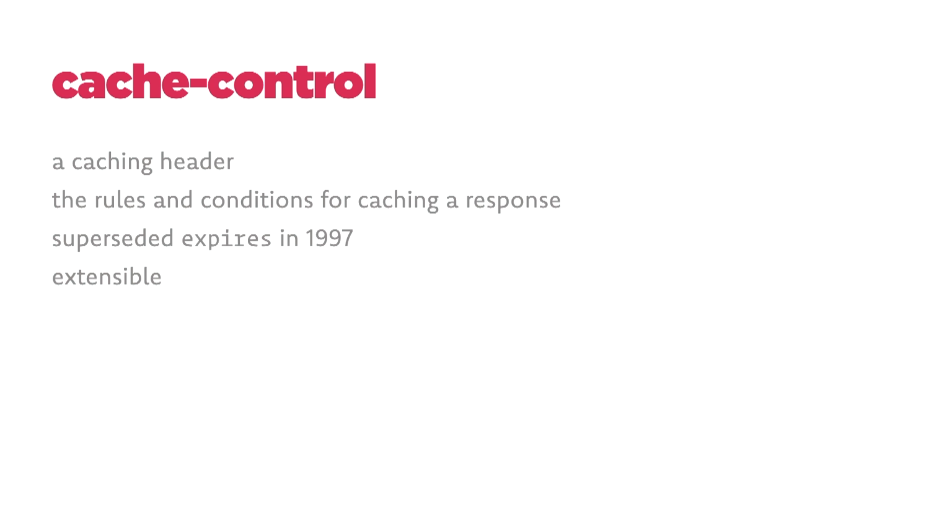Cache-Control is a caching header. It superseded Expires 6 years ago, a long, long time ago. These are the rules and conditions around which a cache may or may not store a response. That's the one header we do need. The second header we need is ETag. ETag is a revalidation header, and it can look like this.